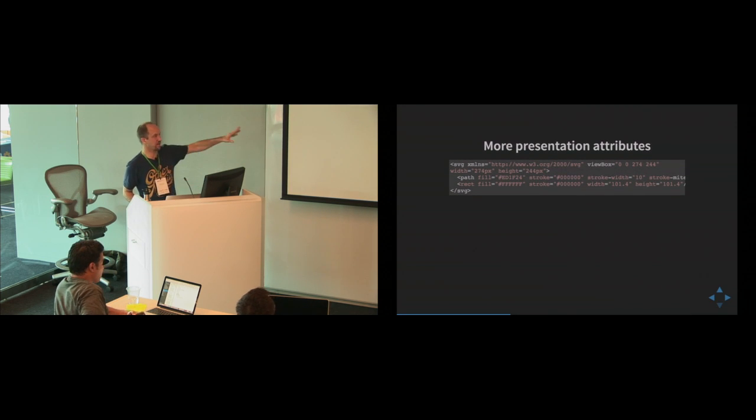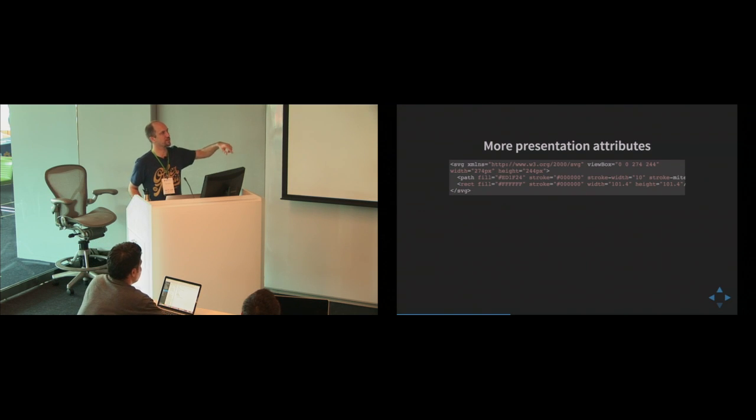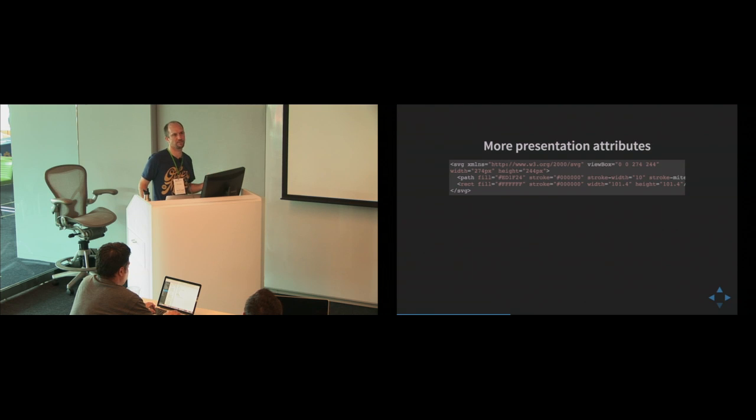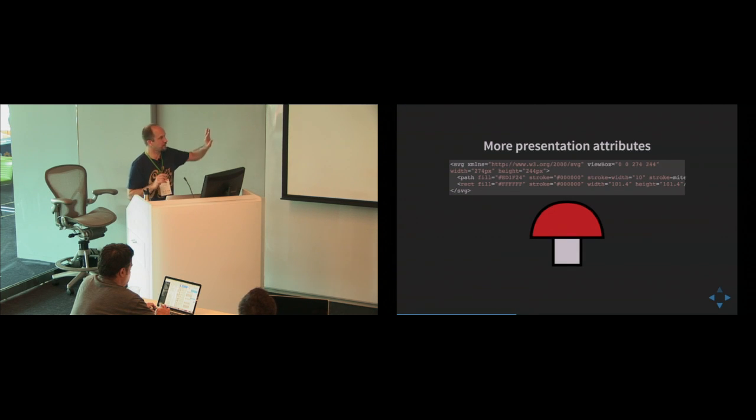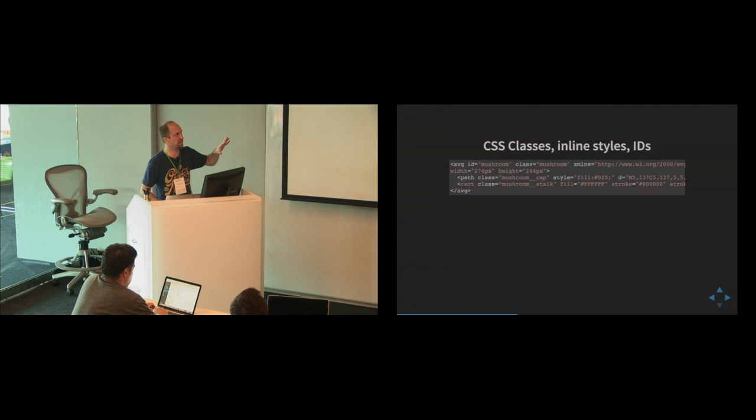And then you will have more presentation attributes on those elements inside the SVG. Here we have fill, stroke, stroke width. So attributes that don't come in the CSS specification. That said, that SVG right there is rendering this mushroom, right? So you have this top part and the bottom part, the polygon and the rectangle below it. But you can also put CSS classes, inline styles, and IDs.